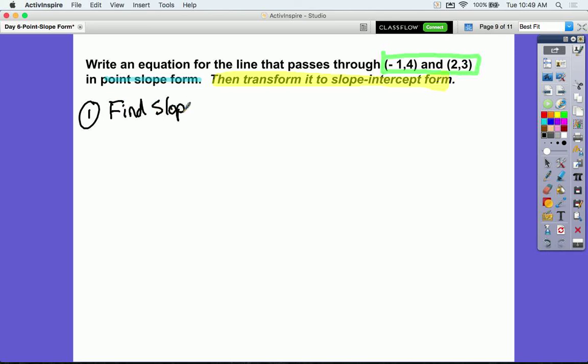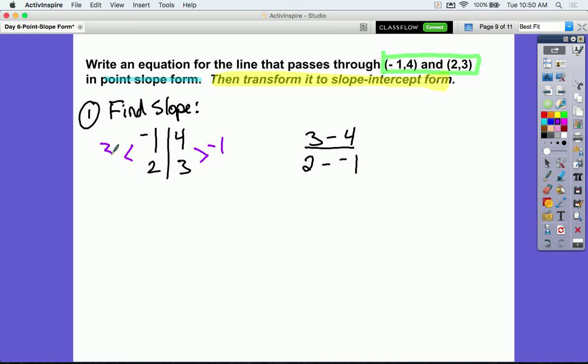Okay? Again, either way that you want to find slope is fine with me. If you're more comfortable setting it up like it's a table, do it. That's fine. If you would prefer to subtract y2 minus y1 over x2 minus x1, same thing. It doesn't really make a difference to me which way you do it. My change from 4 down to 3 is a negative 1, and from negative 1 up to 2 is 3. So it looks like I've got a slope of negative 1/3.